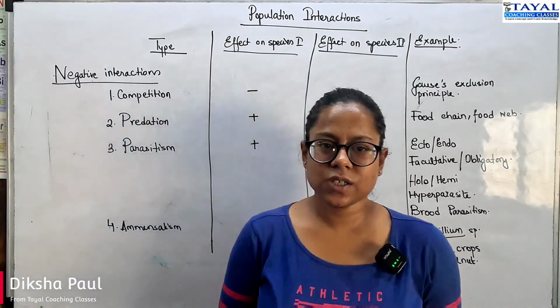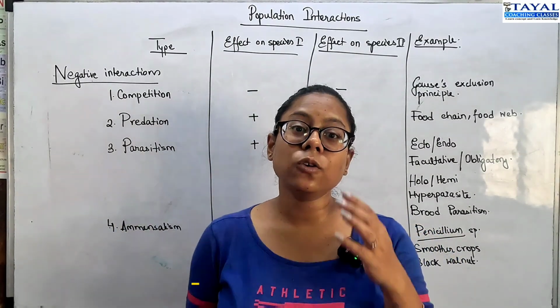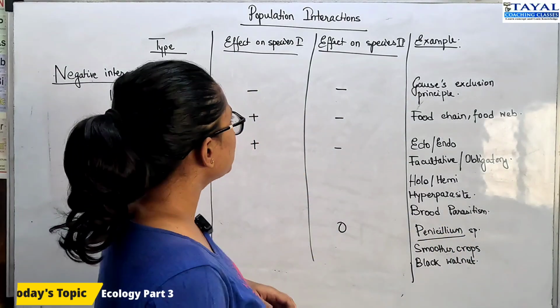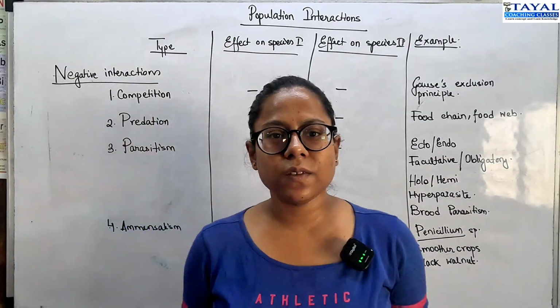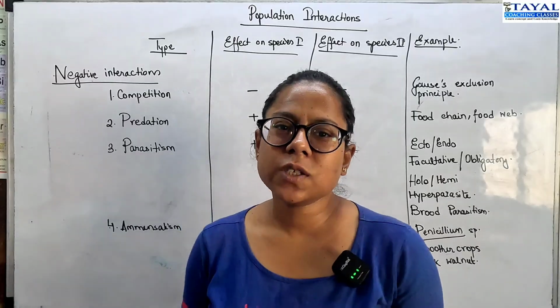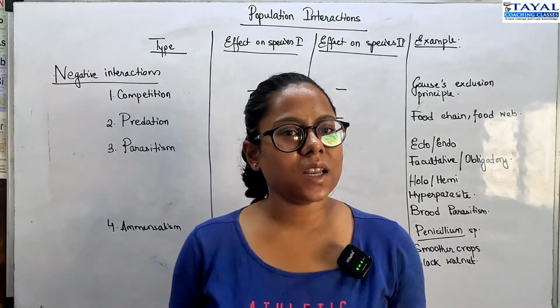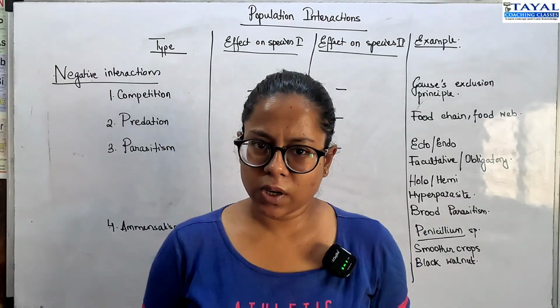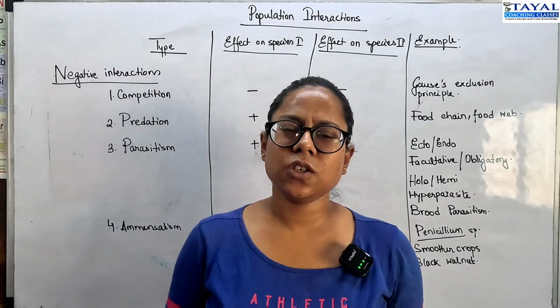Hi, so today in ecology we are going to discuss population interactions. As we know, population basically means the number of individuals of a particular species living in a given area at any given time. Within an ecosystem there will be multiple populations living and they will interact with each other.